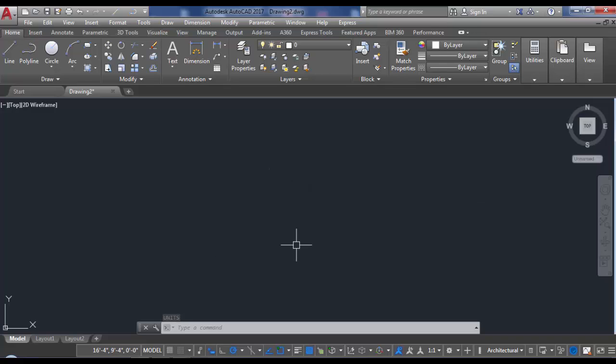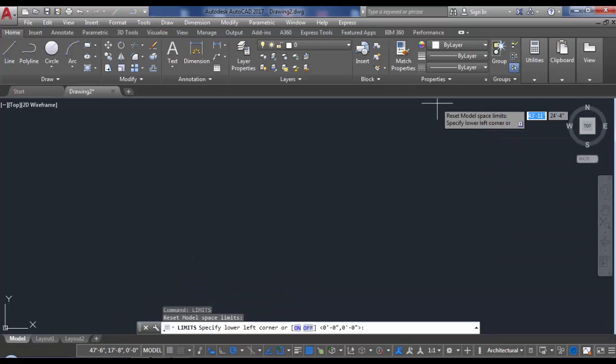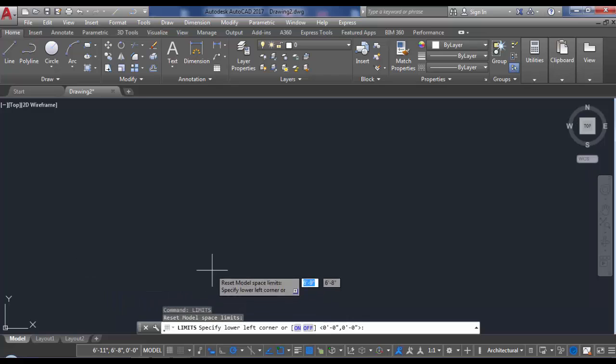Now let's set up our drawing sheet. To set up the drawing sheet, we need the command limits. Limits means the limits of our drawing sheet: this corner, this corner, this corner, and this corner. When I have typed the limits command, it's asking me to set up the lower left corner. I can set the lower left corner over here, but I want the lower left corner at the extreme point of this one. So I'll be typing 0 feet. By default it's 0 feet, 0 inches.